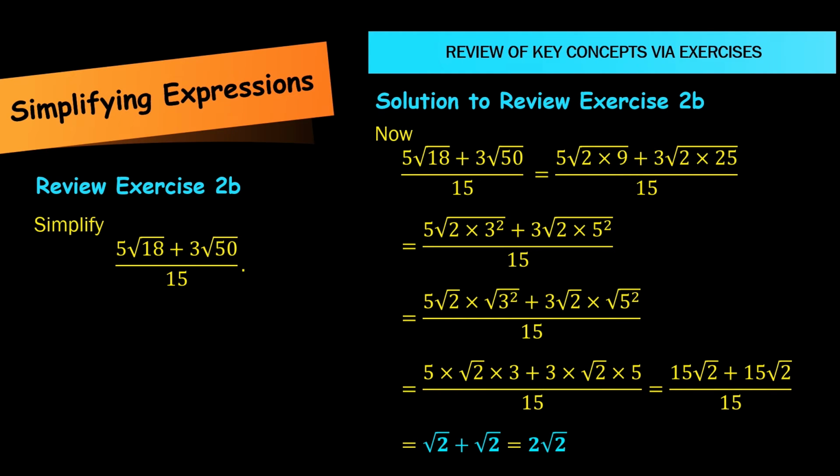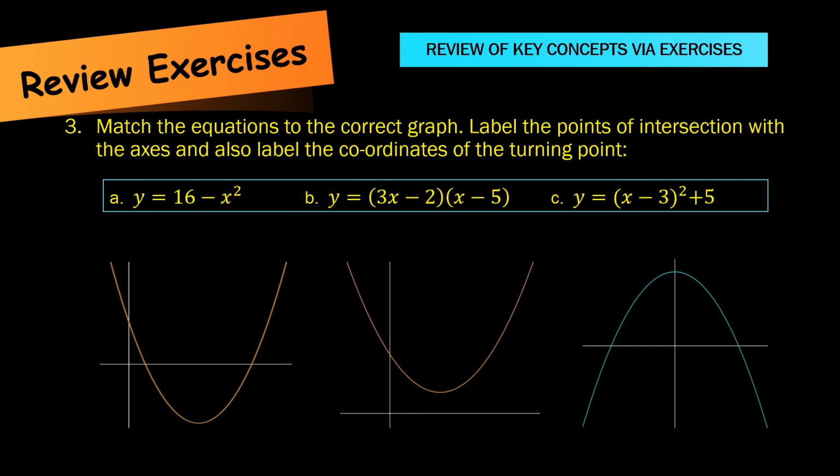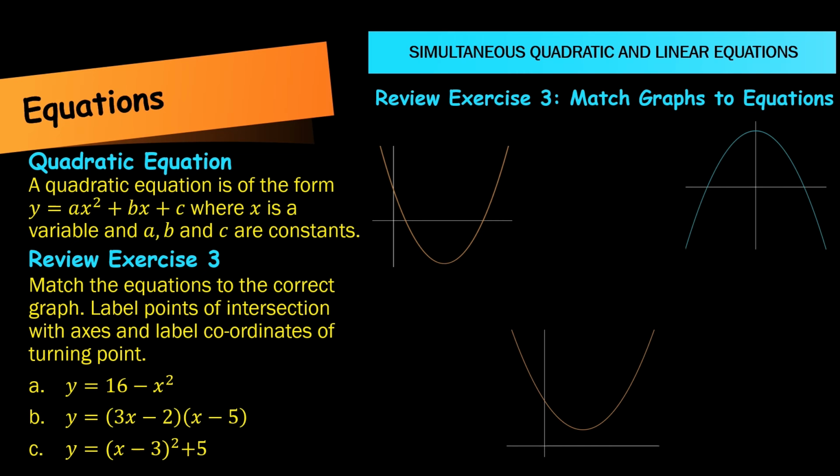Now let's solve review exercise 3. We are required to match the equations to the correct graph and label the points of intersection with the axes, as well as the coordinates of the turning point. So how do we match the equations to the graphs? Let's try solving this.